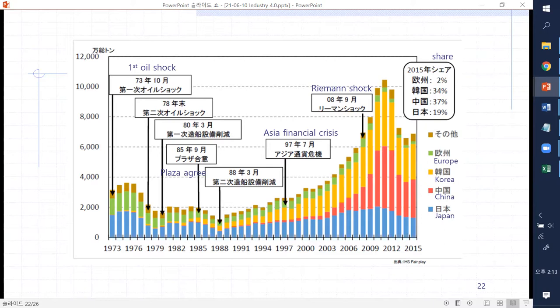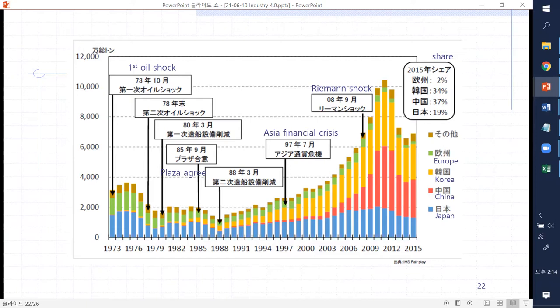But you see that around, say, 1997, the yellow color is becoming bigger or around the same as Japan. So that is Korea. So in between, in 1985, there was a Plaza Agreement, so Japan had big trouble because of the exchange rate. So the bubble crisis was happening in Japan. So the first capacity reduction in 1980 in Japan was because of the oil shock. But the second one in 1988 was due to the Plaza Agreement.